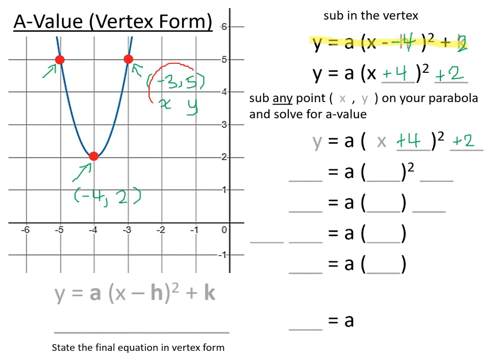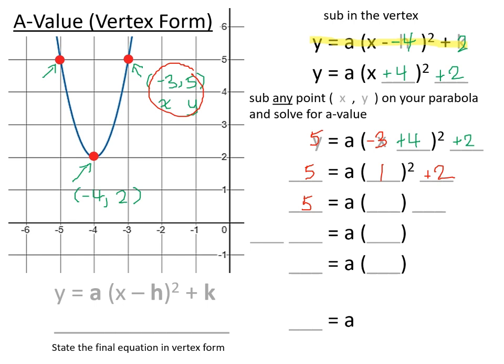Let's take this point on our parabola and we're going to substitute it in. So -3 is going to go right over here and +5 is going to go right over there. +5 stays exactly the same. Let's simplify what we have in the brackets. So -3 plus 4 becomes +1. +2 on the outside stays exactly the same. Next, we're going to keep 5 exactly the same. We're going to simplify this.